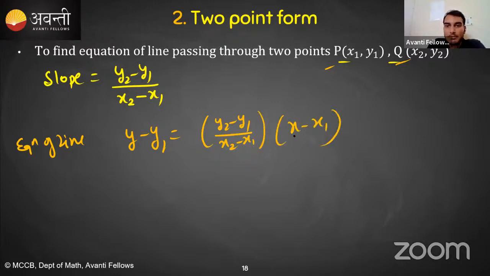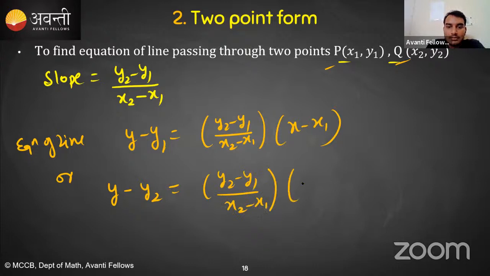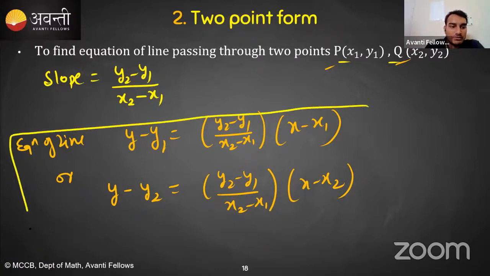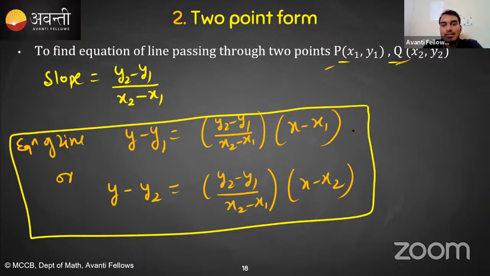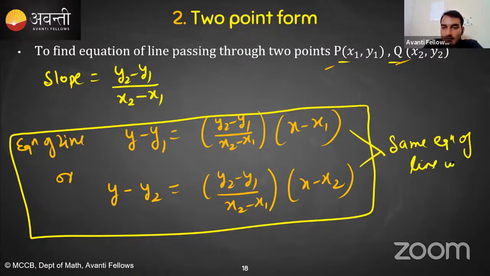Either you can use the P point or you can use the Q point also, or you can say that y minus y2 is equal to the slope, y2 minus y1 upon x2 minus x1, into x minus x2. Clear? From these two you will get exactly the same line. It doesn't matter which point you use while writing the equation of the line, both will give you the same equation of line.